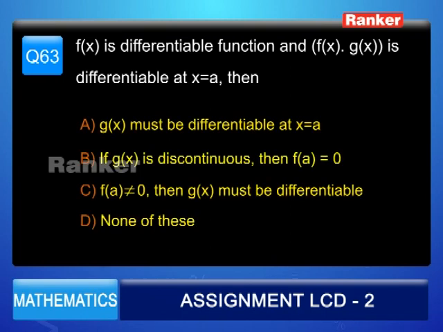Next question. f of x is a differentiable function and f of x into g of x is differentiable at x equal to a. It is given that f of x is a differentiable function and f of x into g of x is differentiable at x equal to a. Then option A, g of x must be differentiable at x equal to a. Option B, if g of x is discontinuous, then g of a is equal to 0. Option C, if f of a is not equal to 0, then g of x must be differentiable. Option D, none of this.